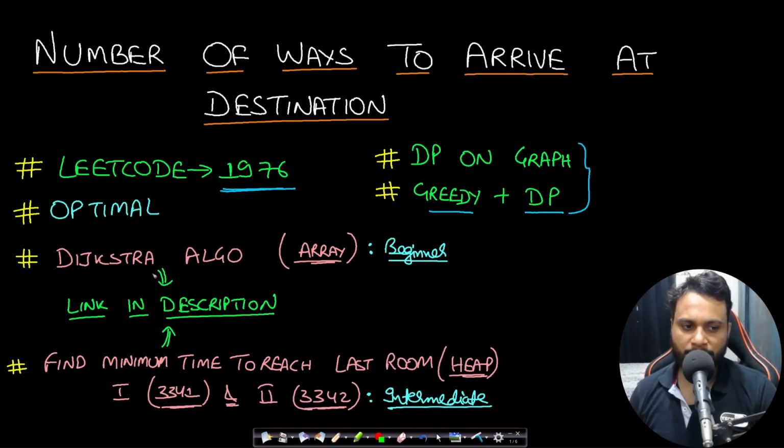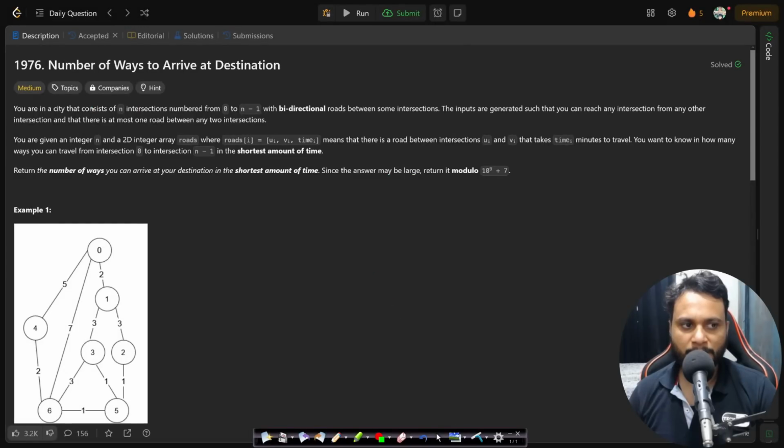This is based on dynamic programming on graph, where we will be applying greedy as well as dynamic programming techniques. A prerequisite before watching this is to learn the Dijkstra algorithm. If you are a beginner, then I will be sharing the Dijkstra algorithm implementation using array. And after that you have to solve the find minimum time to reach last room problem, which is a priority queue heap implementation. You can just solve part 1, which is Leetcode number 3341, and this is for intermediate people. But if you are already aware of the Dijkstra algorithm using the priority queue heap implementation, then you can solve this problem directly. Let's now look at the problem statement.